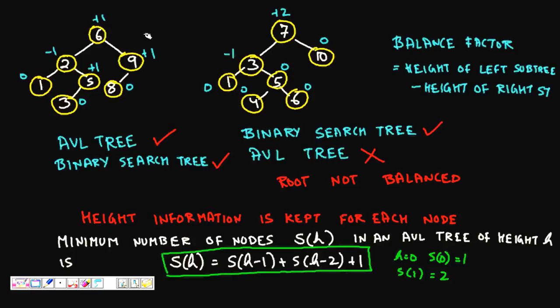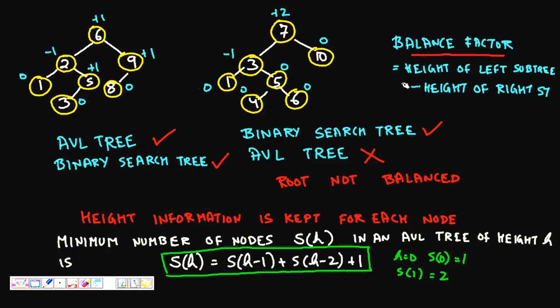If we see this example, each of the nodes will have one attribute, known as the balance factor. The balance factor tells the height difference: the height of the left subtree minus the height of the right subtree. For this node, the height of the left subtree is 3 minus 2, so it is plus 1 here.